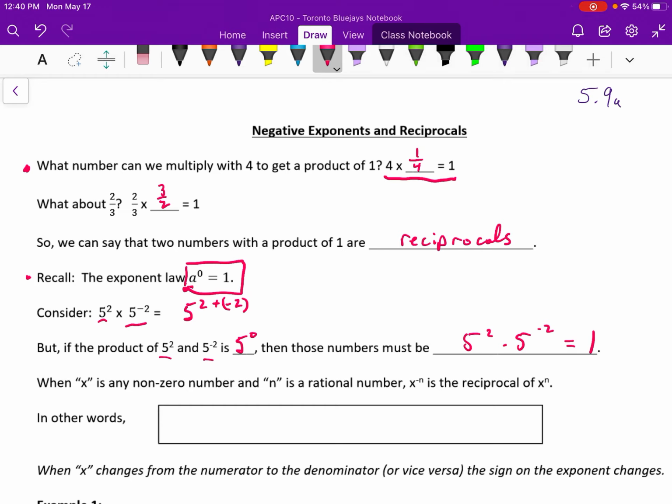When x is a non-zero number and n is a rational number, then x to the power of -n is the reciprocal of x to the power of n. In other words, x to the power of -n, we can move that into the reciprocal of x to the n. So whenever I see a negative exponent, the word that I attach to it would be reciprocal.